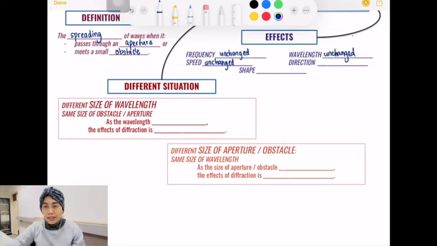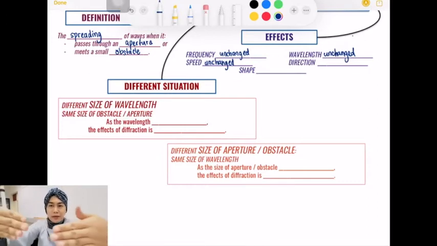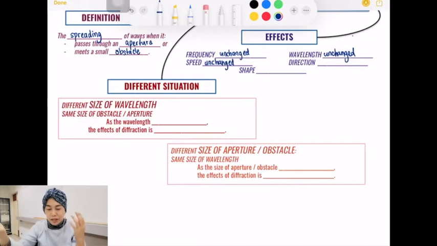The only two things that change are the direction and the shape of the wave. The wave will take a different shape, and the direction will be more spread out. Some are spread out like this and some are spread out like this, so it depends on the aperture or the obstacle.